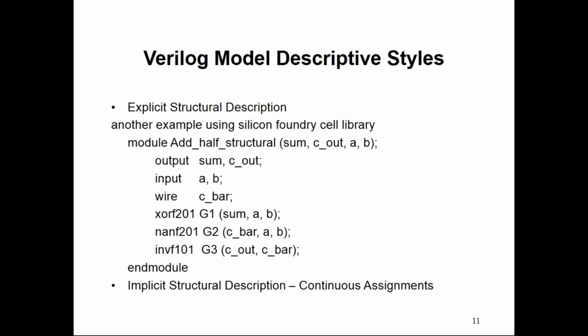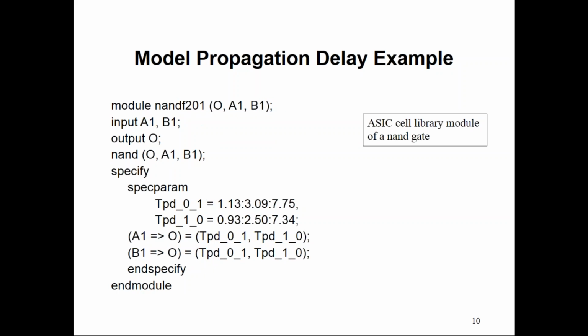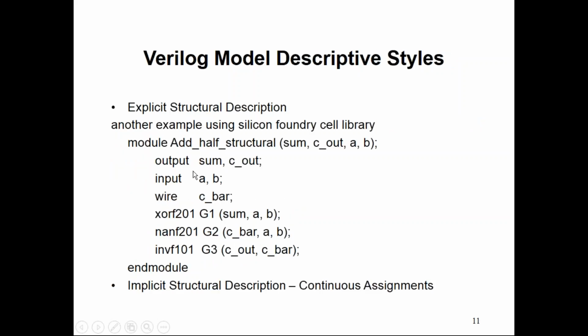And in the ASIC cell libraries, you are having module names like NAND F201, which is a 2-input NAND gate with NAND functionality, and you are having O as output, and A1 and B1 as inputs. Likewise, you have to specify. And the next example is similar to your NAND, that means an ASIC library implementation. In that you are having an XOR function with 2 inputs and 1 output, where G1 has sum as output and A and B as inputs.